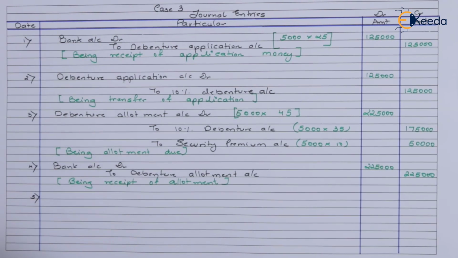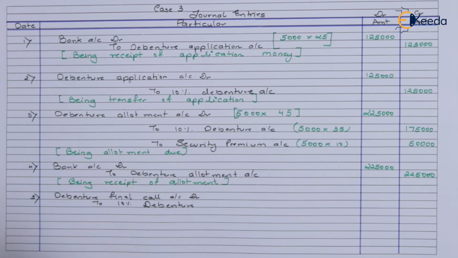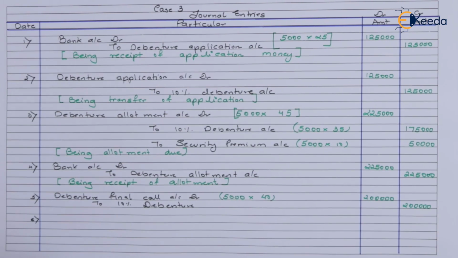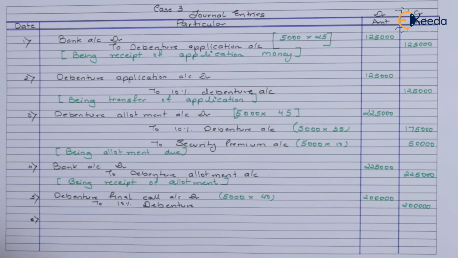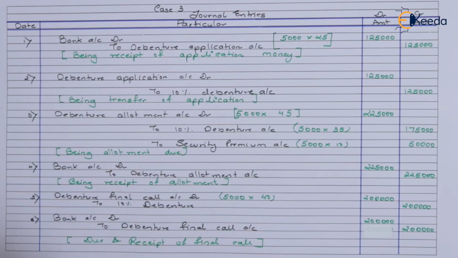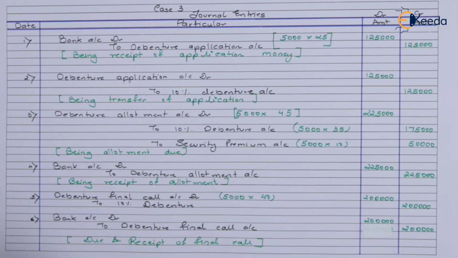Now after allotment, the second last entry will be final call due and the last entry will be receipt of final call. Let's pass both these entries now. On final call, it was 45 rupees per debenture. So that will be multiplied by 5,000 here. Now the last entry will refer to receipt of final call. Now with this we have completed case 3. It's time for us to move on to the last case, that is case 4.